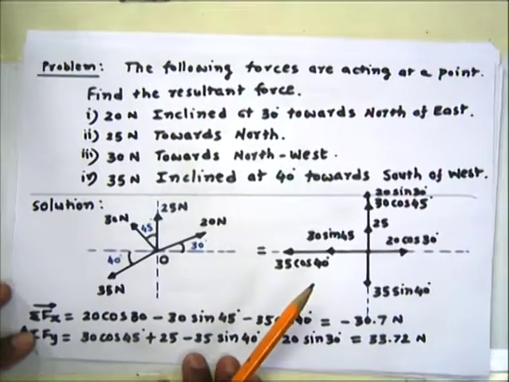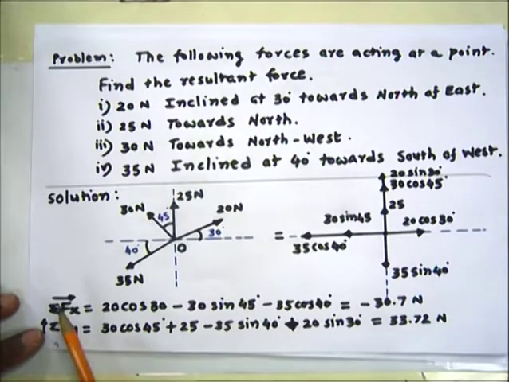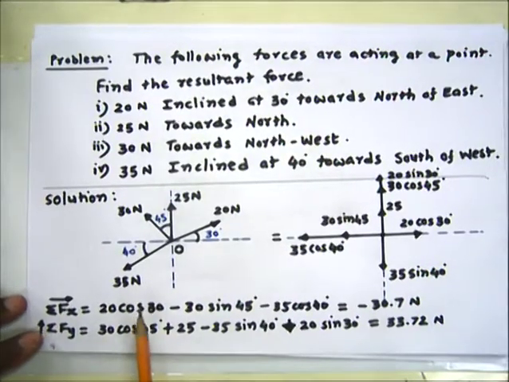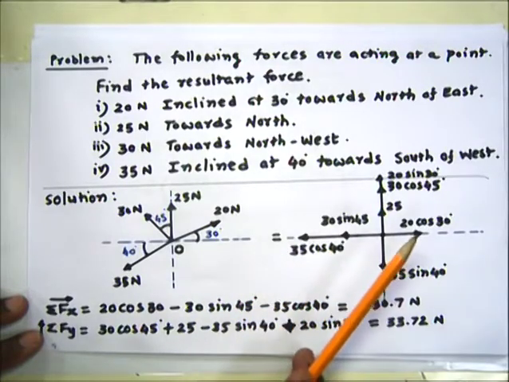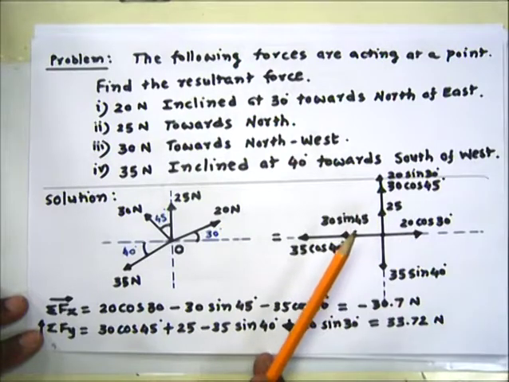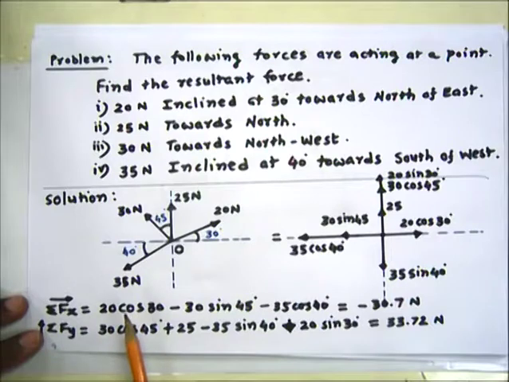Then finding the sigma Fx value. Here sigma Fx, with this sign, means the summation of forces along x. So summing all these values, that is this value, this and this, there are three values, and as per sign this will be plus, these two values will be minus. So here it is written 20 cos 30 minus 30 sin 45 minus 35 cos 40. Calculating this we will get minus 30.7 Newton.